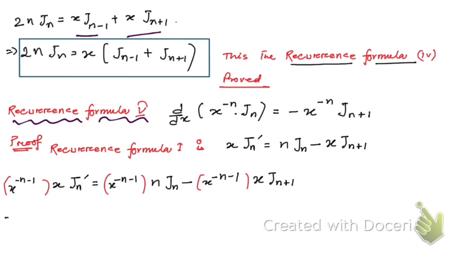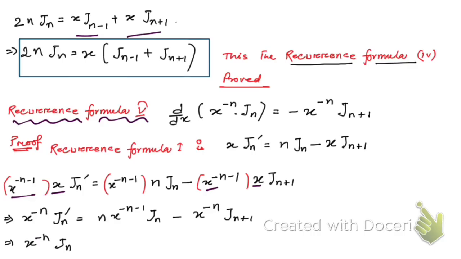Then what we're going to have, if you multiply this and this, then you're going to have x to the power minus n Jn dash is equal to, again here you see, let me write the n first, then x to the power n minus 1 Jn, and here again if you multiply these two, then you're going to have x to the power minus n Jn plus 1, right? So now here you see, let me bring this term to this side so that I can write this. So now let me copy this, and here is the last step we have got.